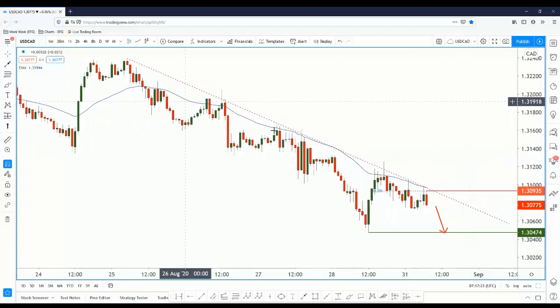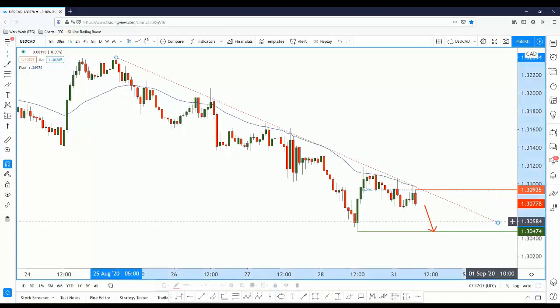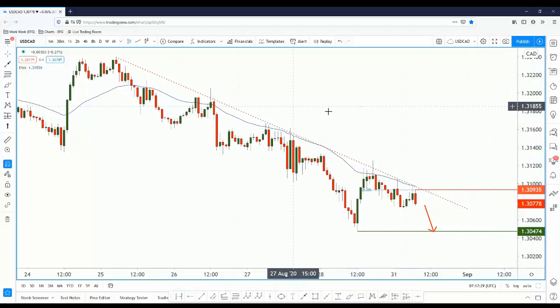Price is below the moving average. Price is also below a descending trend line resistance. So for these two factors, even on the longer term, daily and the 4 hour, we are actually bearish. So let's not play against the major trend.